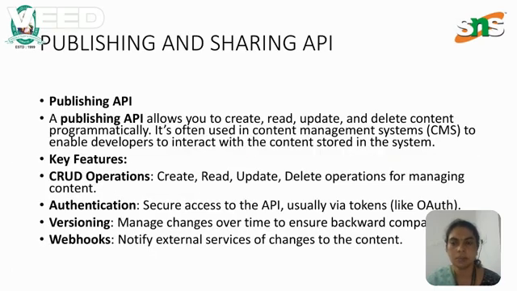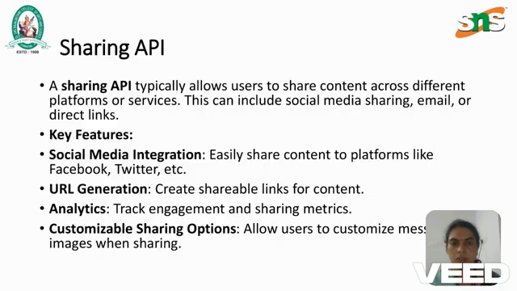Publishing and sharing an API: a publishing API allows you to create, read, update, and delete content programmatically. It is often used in content management systems. The key features are the CRUD operations, that is, create, read, update, delete operations for managing content; authentication, that is, for secure access to the API; versioning, which is managing changes over time to ensure backward compatibility; and webhooks, to notify external services of changes to the content.